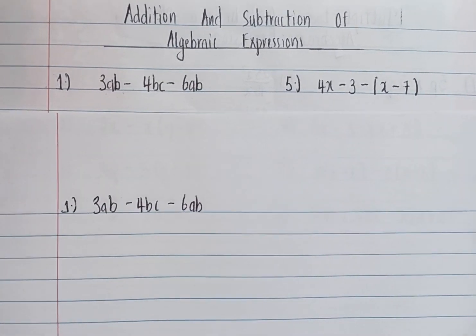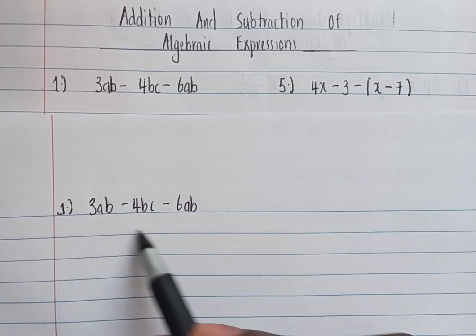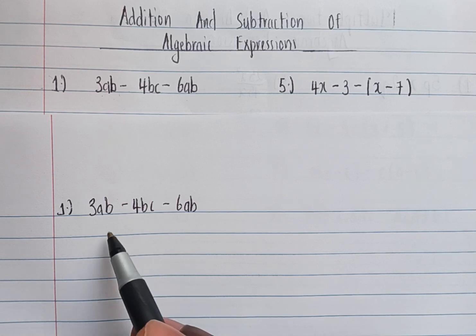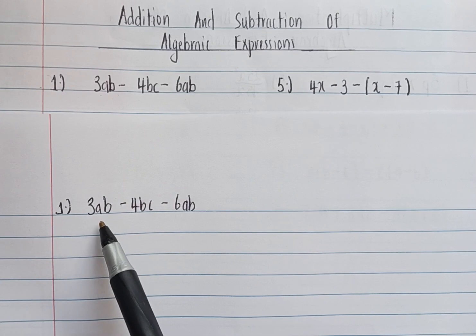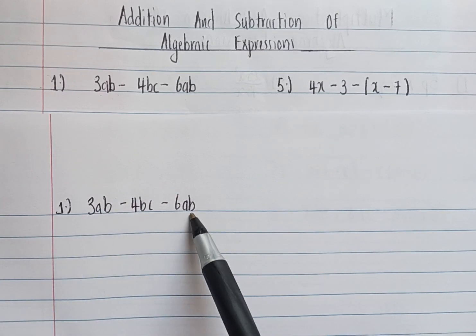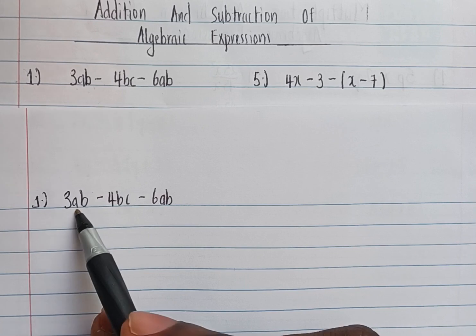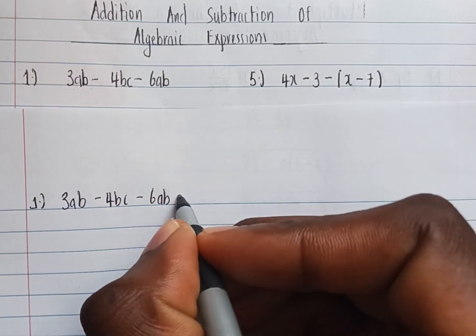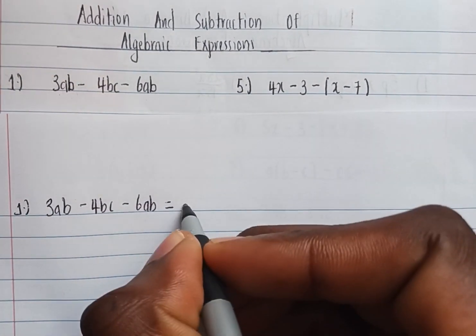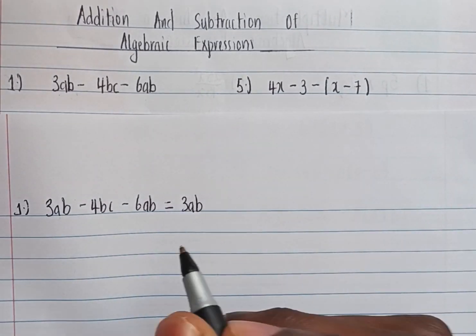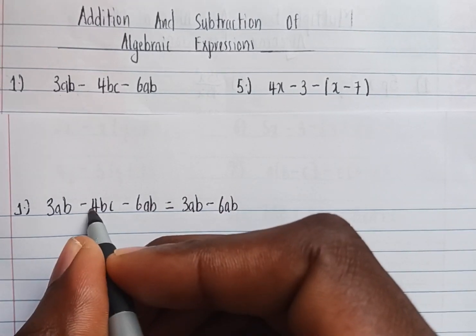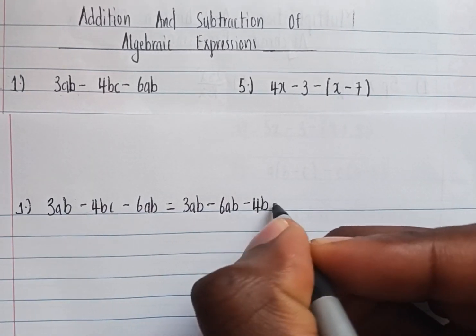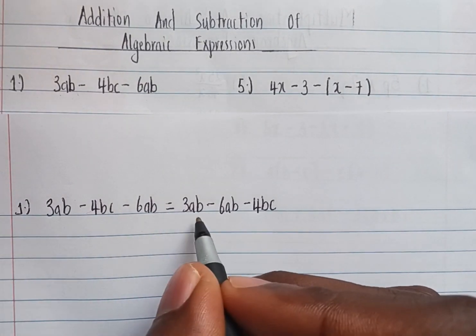Now, as I have said earlier, when we see algebraic expressions, we try to identify the like terms and try to simplify them. We see that the like terms here are 3ab and 6ab. So we evaluate these two. We can start by bringing them together. So this is equal to 3ab, I bring the like terms together, minus 6ab, minus 4bc. I can now evaluate these items.